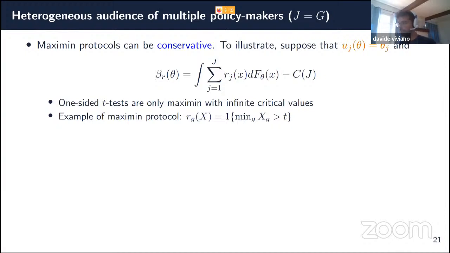What this implies is that if we think of hypothesis testing with multiple outcomes, we can be quite conservative. To illustrate the point, suppose that each policymaker cares about a single outcome only, and each cares about a different outcome. Let's again consider a linear publication probability as we had before. In this context, it turns out that t-tests are only max-min with infinite critical values. That is, a t-test can be max-min only if we never reject, no matter what. So this is extremely conservative.